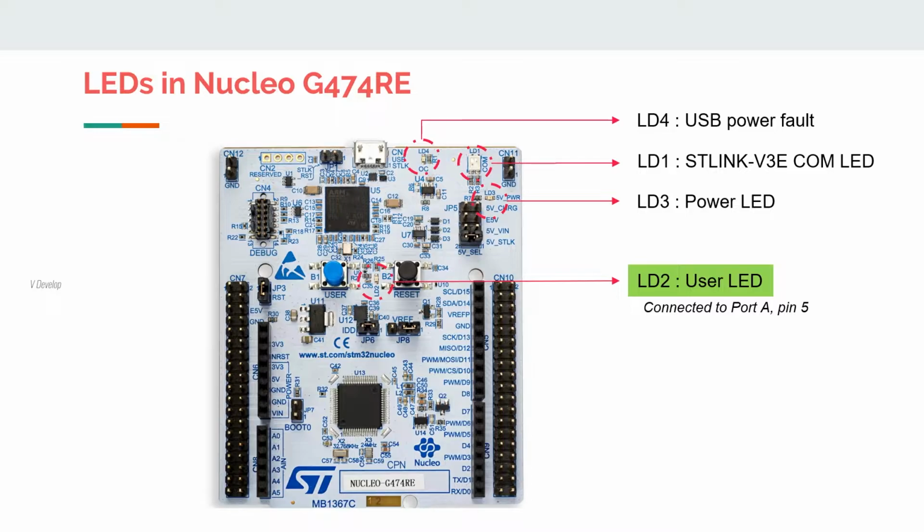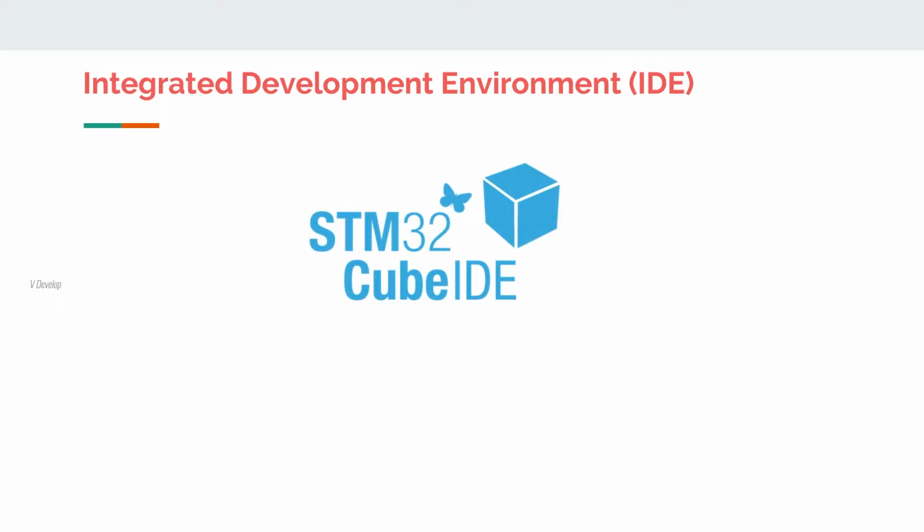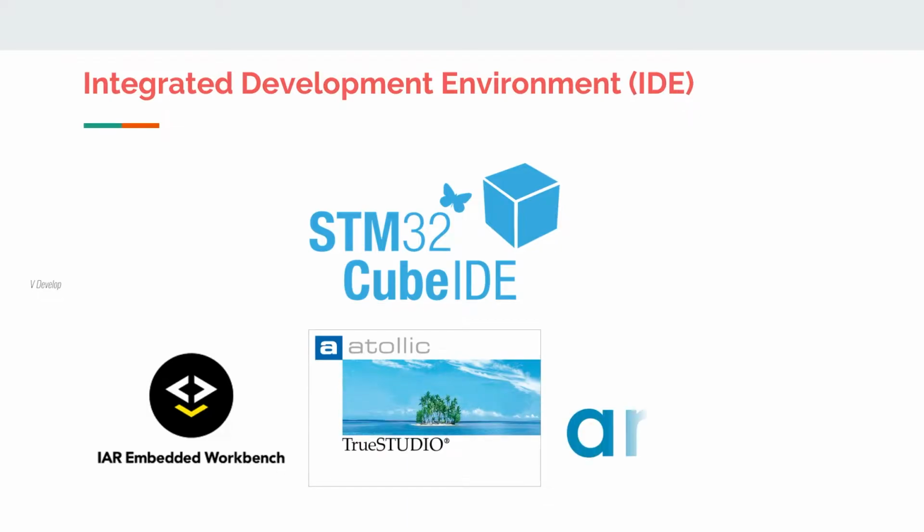In order to write and download our code into the microcontroller, we need software called an Integrated Development Environment. Simply, we can call it an IDE. For STM32 devices, we can use STM32CubeIDE. There are other IDEs also available, such as IAR Workbench, Atollic TrueSTUDIO, Keil, etc.